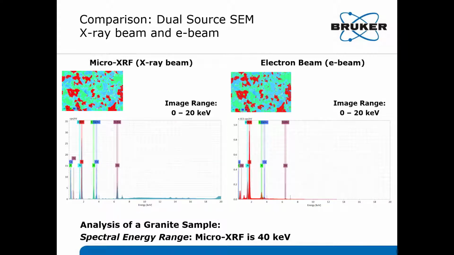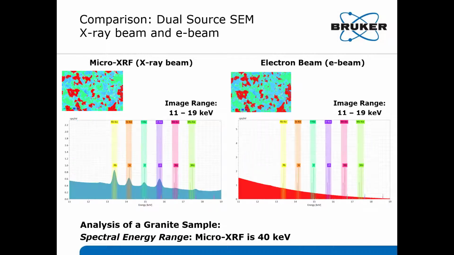the micro-XRF dataset has information for elements at higher keV, as well as a lower limit of detection. This is apparent when looking at the 10 to 20 keV range, as shown here by the orange box. Zooming into this region, we note the distinctive peaks of rubidium, strontium, yttrium, zirconium, niobium, and molybdenum, which are absent from the E-beam total spectrum map on the right.